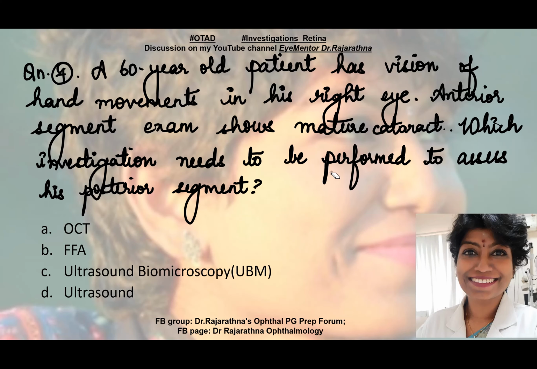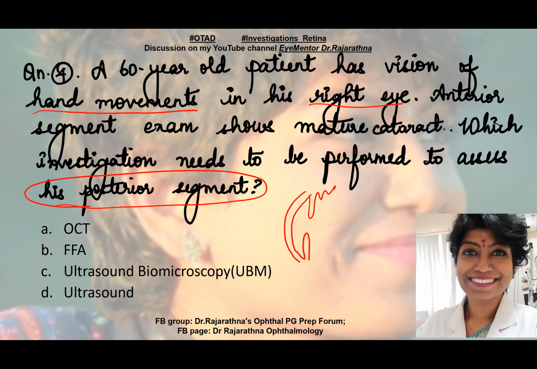Question number 4. A 60-year-old patient has vision of hand movements in his right eye. Anterior segment exam shows a mature cataract. Which investigation needs to be performed to assess his posterior segment? Let's say this is the cornea, the iris, and this is the lens, and we have the retina behind. That's the macula, that little depression, the foveola.